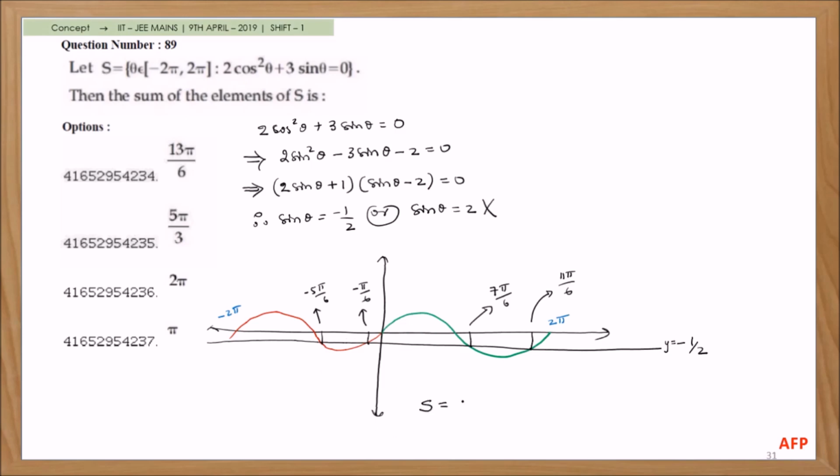So we have to find the sum of these points. S is equal to minus 5 pi by 6 minus pi by 6 plus 7 pi by 6 plus 11 pi by 6. So what is the answer? The LCM is 6. Now here you have 18 minus 6, so 12 pi you got. So this implies 2 pi is the answer. Option 3 it follows.